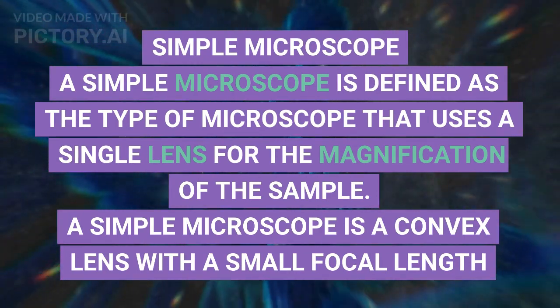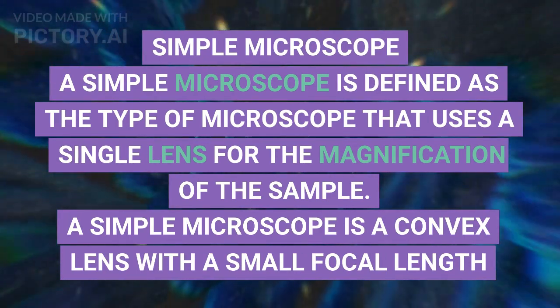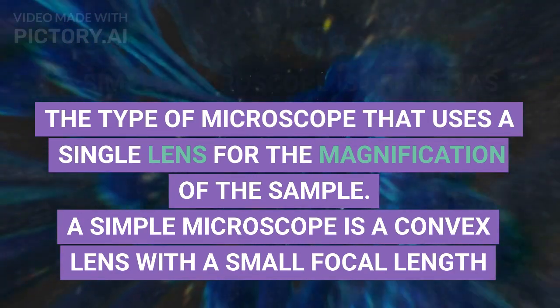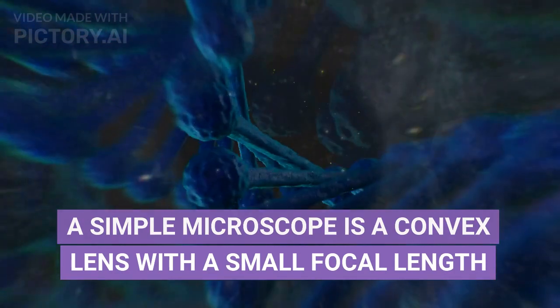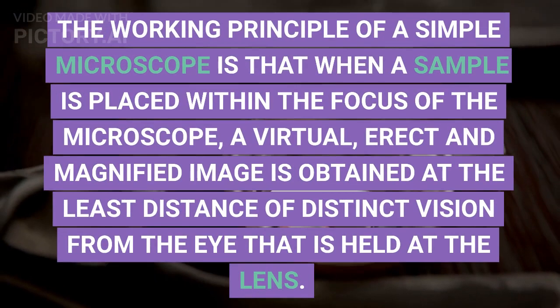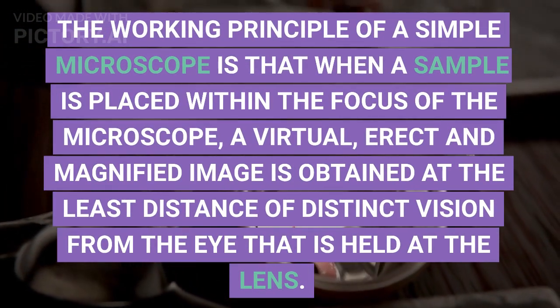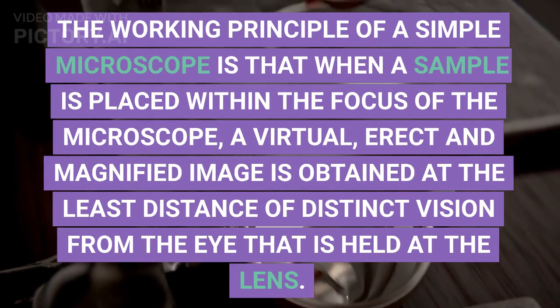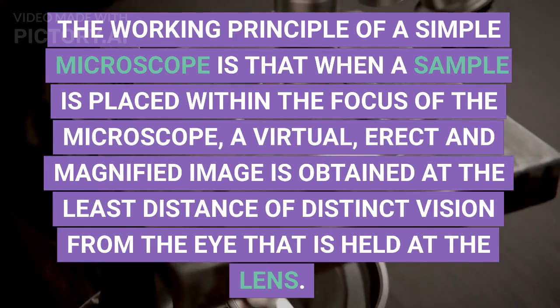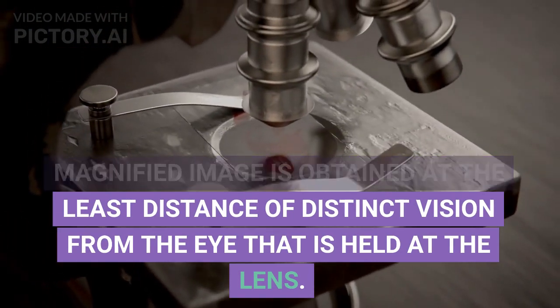Simple microscope. A simple microscope is defined as the type of microscope that uses a single lens for the magnification of the sample. A simple microscope is a convex lens with a small focal length. Principle of simple microscope. The working principle of a simple microscope is that when a sample is placed within the focus of the microscope, a virtual, erect and magnified image is obtained at the least distance of distinct vision from the eye that is held at the lens.